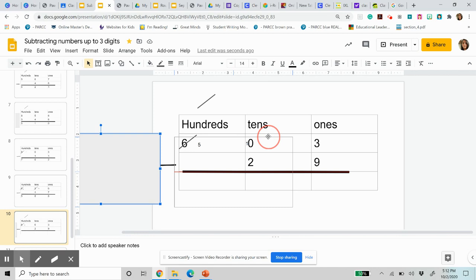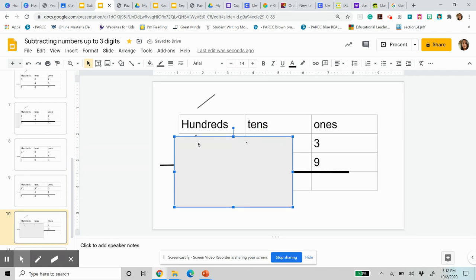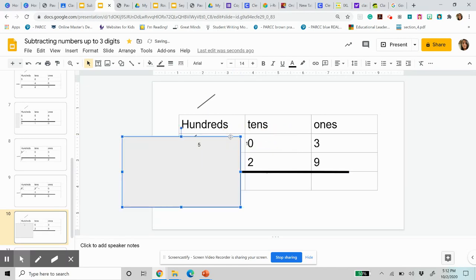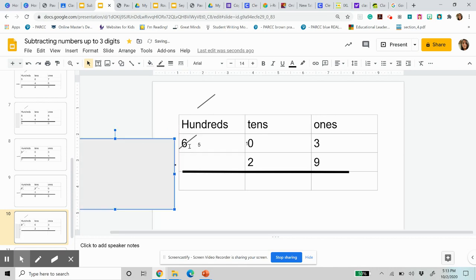We had the 3, and we could not take away 9. So we came to this neighbor. This neighbor was fresh out of eggs. No, nothing. Okay. But was kind enough to say, hey, don't panic. I'll go to my next door neighbor. So she went to her next door neighbor, which was the hundreds. The hundreds said, gladly, I will help you, tens. So hundreds became a 5 and made tens a 10.